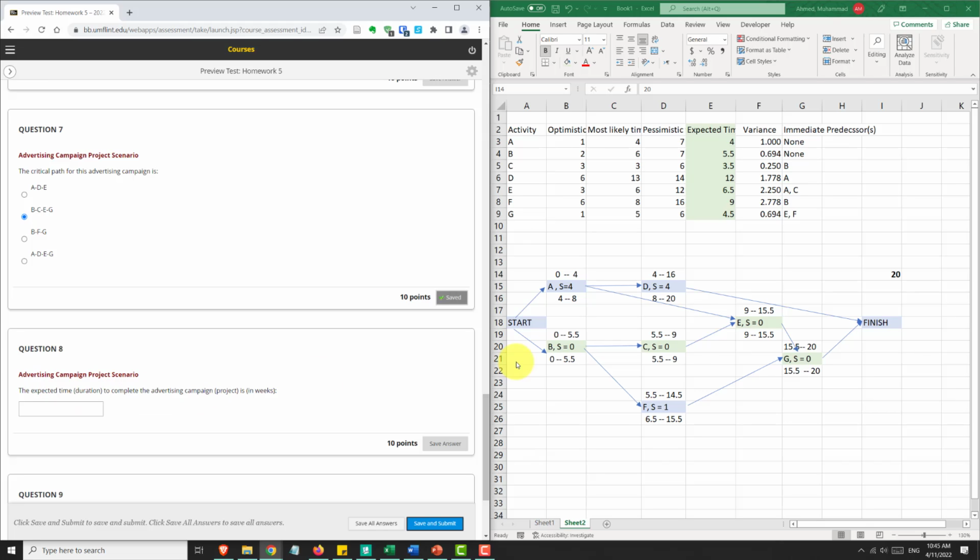What is the expected duration? That's the duration of the critical path. So the activity G ends at time 20. We get to finish. So the duration is 20 weeks.